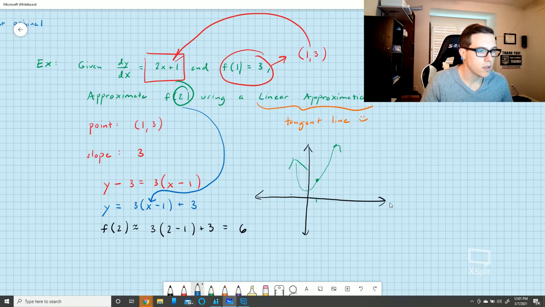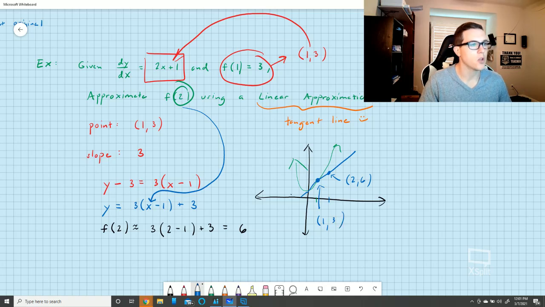Essentially what we did was we created a tangent line right here to this point, and then we plugged in 2 to the tangent line. And we got this approximation of 2, 6. This was our original, 1, 3. Using a linear approximation. So was our answer the exact value of 2 in the original? No, the real value is somewhere up here probably.